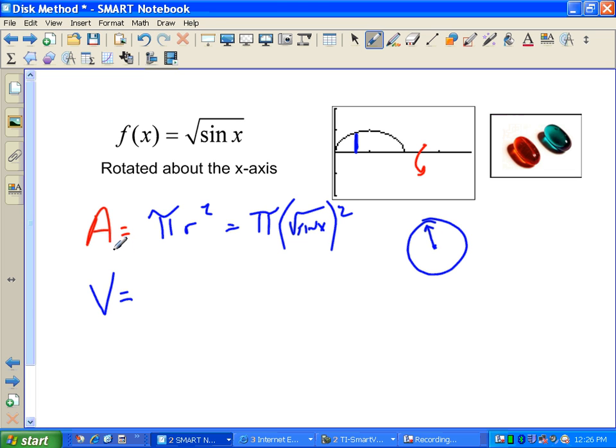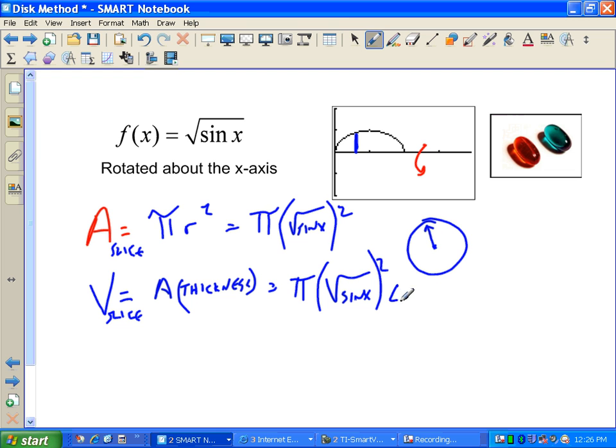To turn that into a volume of a slice, we're just going to multiply the area by the thickness, just like we did yesterday. Okay, in this case, my area is pi times the square root of the sine of x, squared. Thickness we're going to call delta x. That gets me one slice. We want all the slices. Going back to the cucumber analogy, we want to add up all the little slices of whatever this shape is. And the way we do that is with calculus.